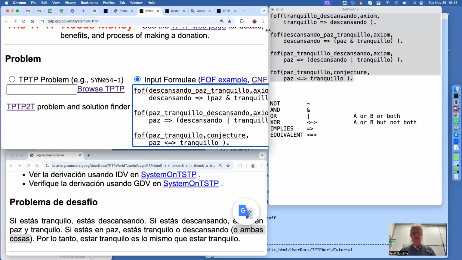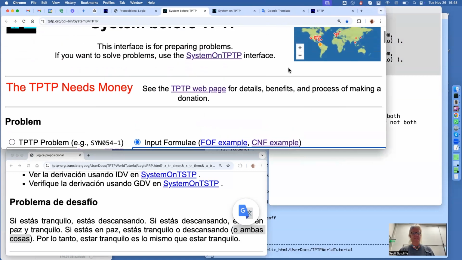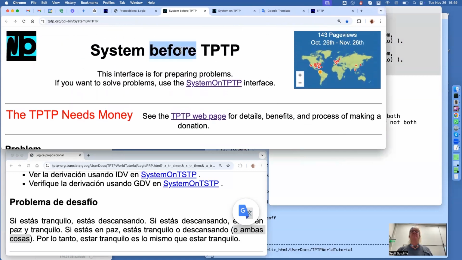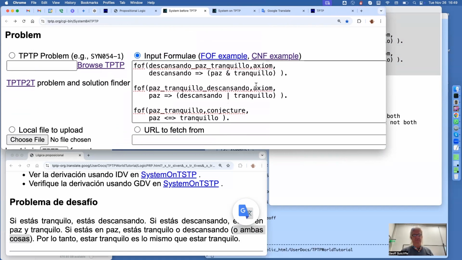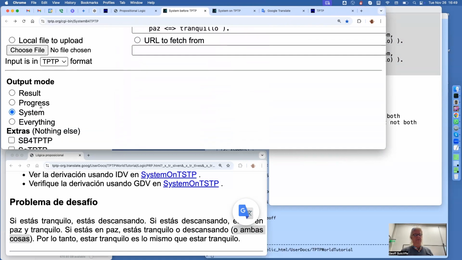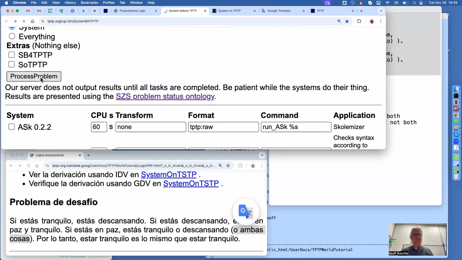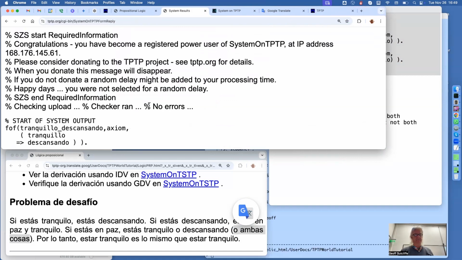Let me open this up again. It's the interface. Before you do proving, you check syntax. So I put it all in here and we can just process it. No errors. So everybody check syntax. You got it? You got syntax checked? Yes. Good, good.